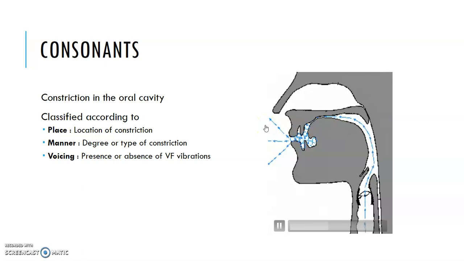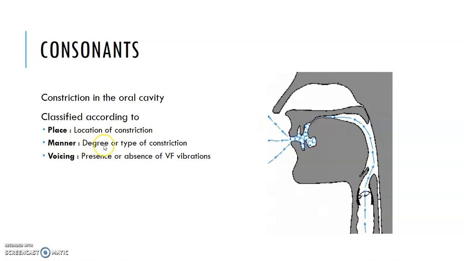Consonants are classified according to the constriction in the oral cavity, according to the place, manner, and voicing. When we talk about place, we're talking about the location of that constriction, whether it's the tongue touching the alveolar ridge, the back of the tongue touching the velum, the lips coming together, or the tongue coming through the teeth. There's lots of different options that we'll talk about later.